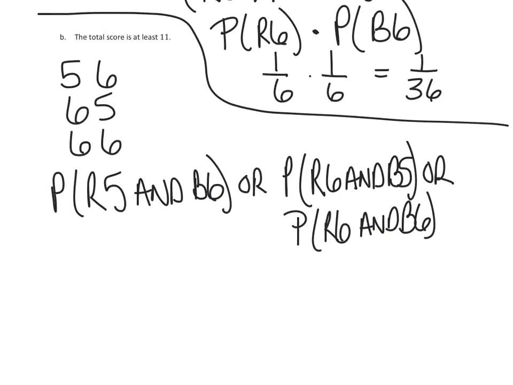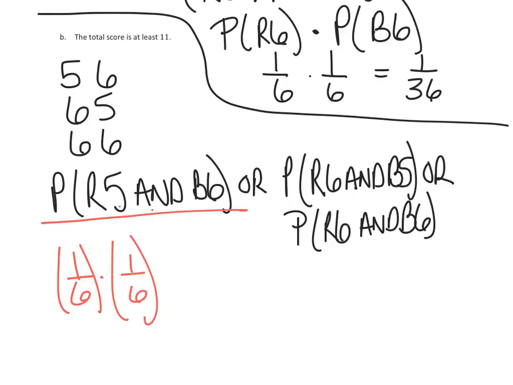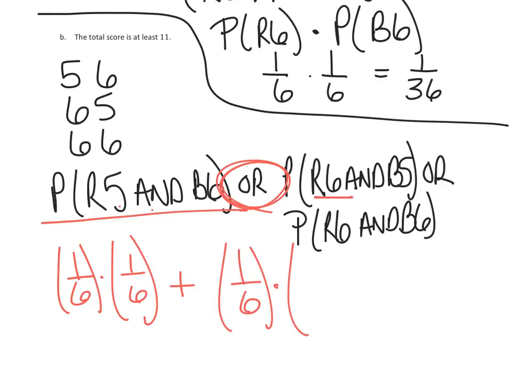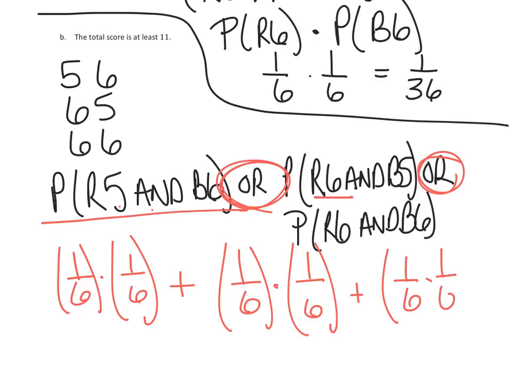Okay, so let's go through and think about this. Let's start with this first one. The probability that I get a red 5, so I would say that's 1/6, "and" means to multiply. A blue 6 would be 1/6, "or" means I'm going to add. The probability of a red 6 would be 1/6, "and" means to multiply. A 1/6, or the probability of a red 6 and the probability of a blue 6.